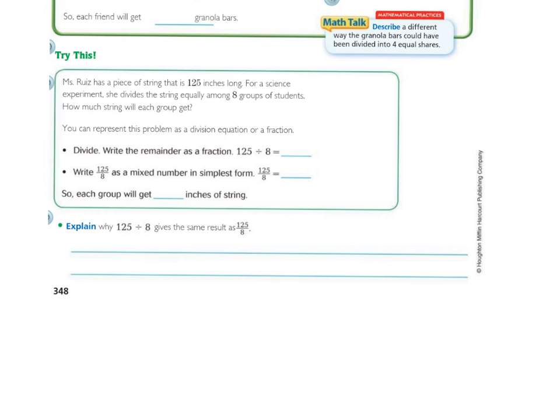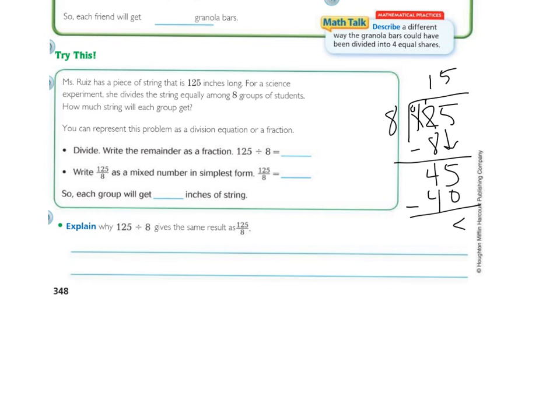So let's write that out. We have 125 divided by 8. 8 goes into 12 one time. 8 times 1 is 8. I subtract. Can't take 2 from 8, so I make it 12, and I have to borrow, making that 0. 12 minus 8 is 4. Now I'm going to bring down my 5. 8 goes into 45 five times. 8 times 5 is 40. I subtract. I get 5 left over.